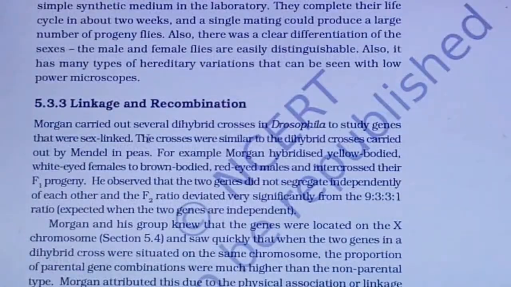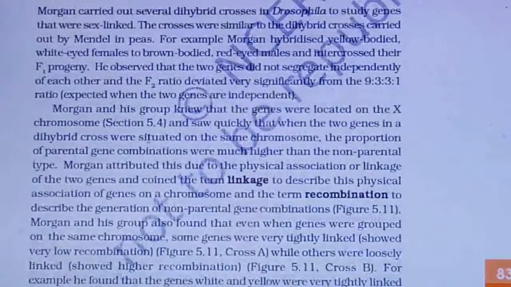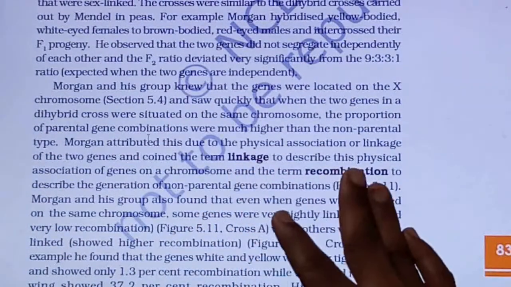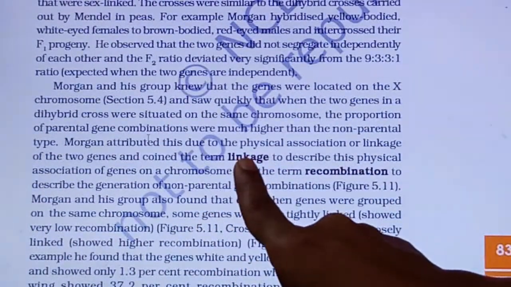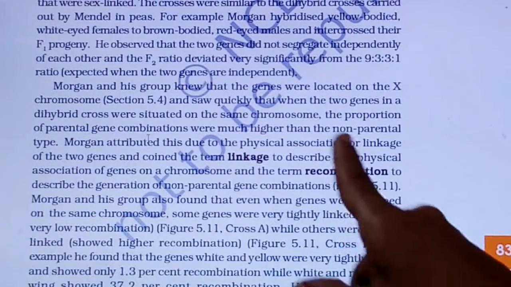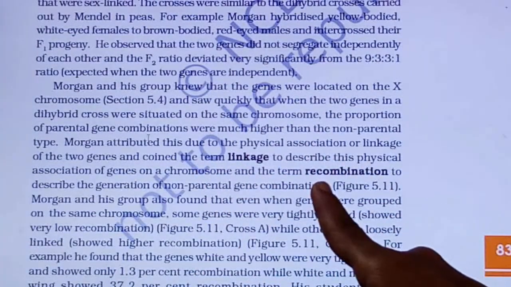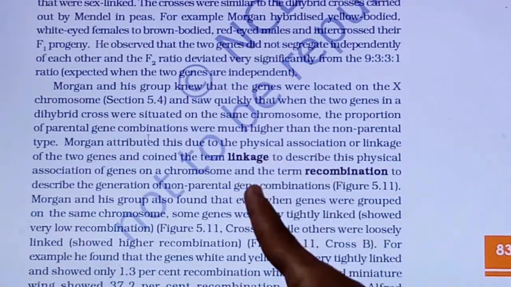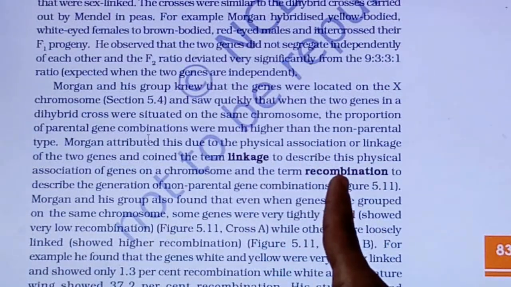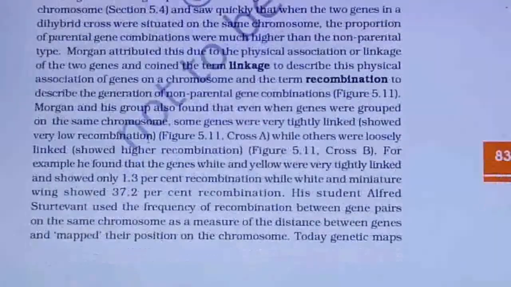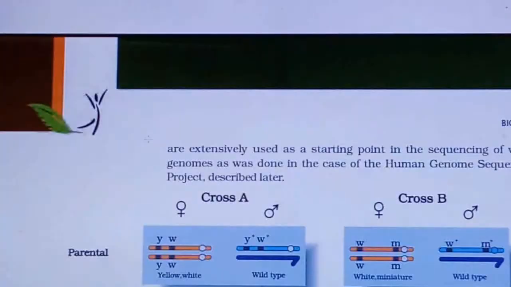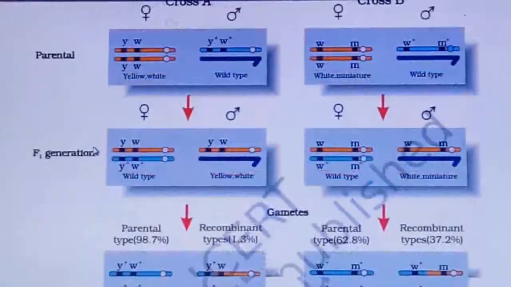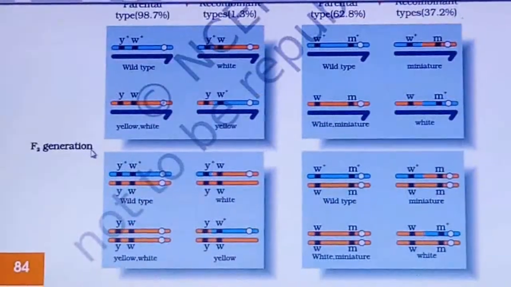The next point is linkage and recombination. On page number 83, in linkage and recombination, what is meant by linkage and what is meant by recombination, you can understand in definition form here. Sometimes a question will be asked on the definition: define linkage, define recombination, and how it is inherited into the next generation. So this diagram is given, and this diagram is very important.